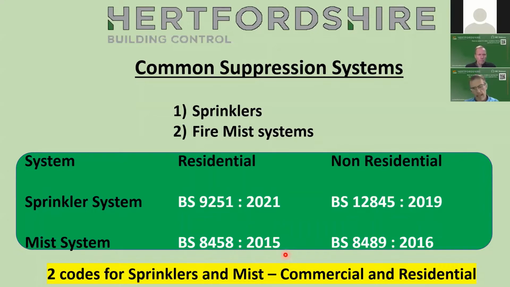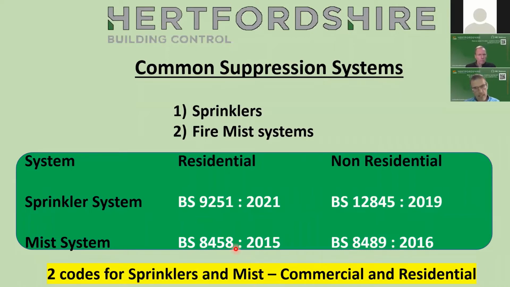Again, like I said, it's heavily dependent upon test data rather than the empirical data that you have in the sprinkler system. The non-residential sprinkler systems code is 12845 2019, and the mist systems for non-residential is 8489 2016. So what you take away from this is 2 codes for the sprinklers and 2 codes for the mist. One's for commercial and one's for residential.